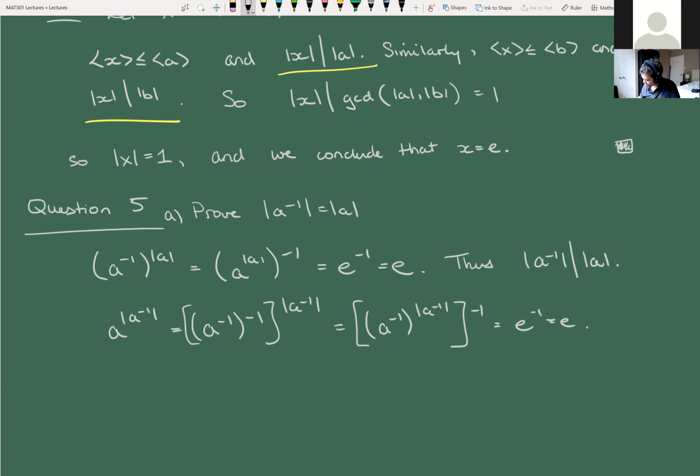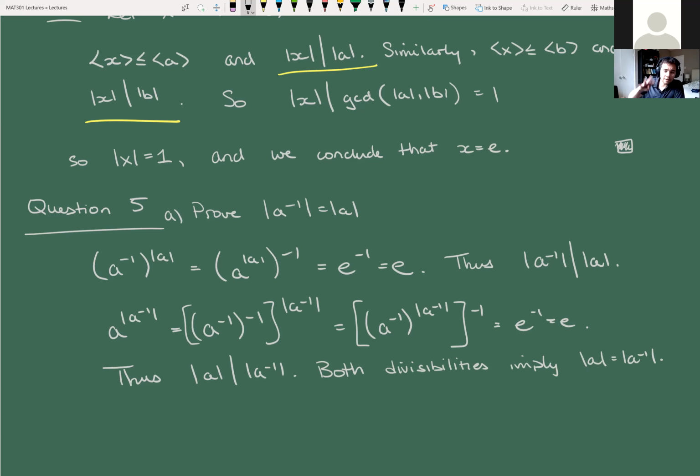And so again, thus the order of A divides the order of A inverse. And now I have the double divisibility, right? So that tells me that the order of A is equal to the order of A inverse. Like so. Okay. Does that one make sense? Right? Just show that if you take A to the power of the order of A inverse, you get the identity. If you take A inverse to the power of the order of A, you get the identity. And so they actually had to have the exact same order.